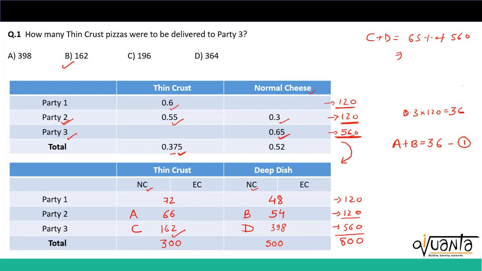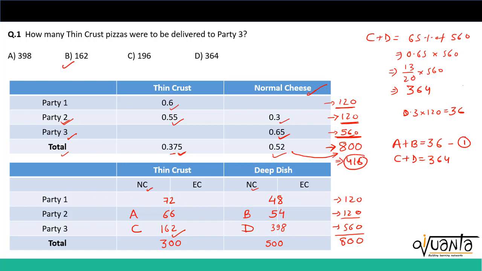65% of 560. So 0.65 means 13/20 of 560, which is equal to 364. Hence C plus D will be 364. Now we have also been given that the total number of normal cheese pizzas is 0.52, that means 52% of what? 52% of the total number of pizzas. So 52% of 800 gives you 416. So 416 is the total number of normal cheese pizzas.